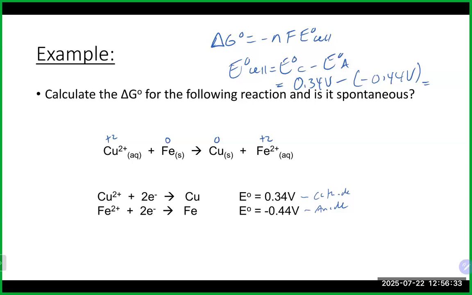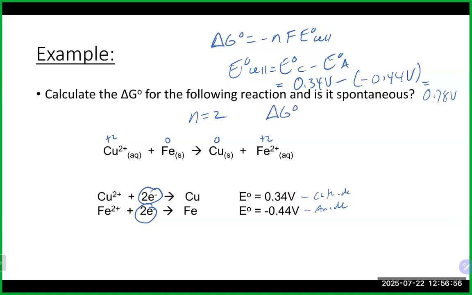0.34 minus negative 0.44, 0.78 volts. My n in this case would equal 2. Remember, it is the total number of electrons being transferred. So again, we don't add those numbers together, so just one of those numbers. And I think that's everything we need.